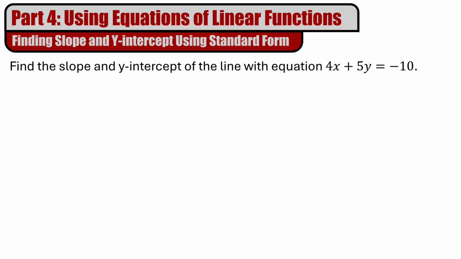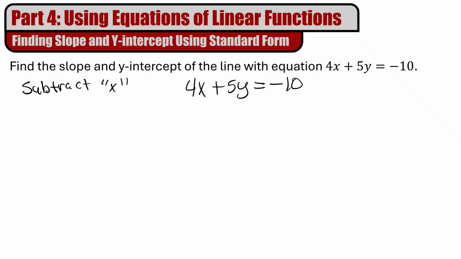This problem asks to find the slope and y-intercept of a line that is in standard form. Like the previous problem, to find the slope and y-intercept you will convert standard form into slope-intercept form. Start by subtracting 4x from both sides. This will make the equation 5y equals negative 4x minus 10.